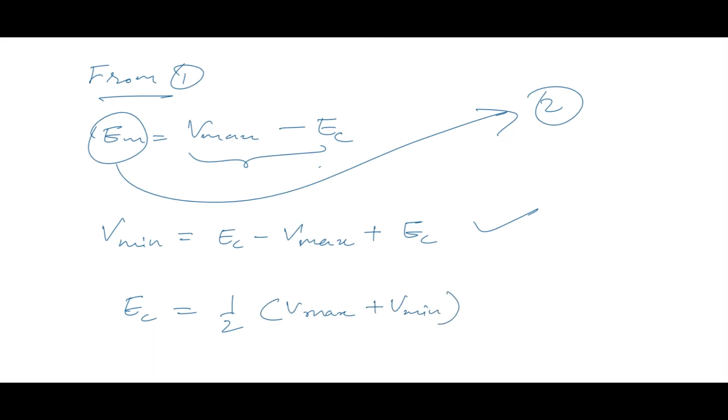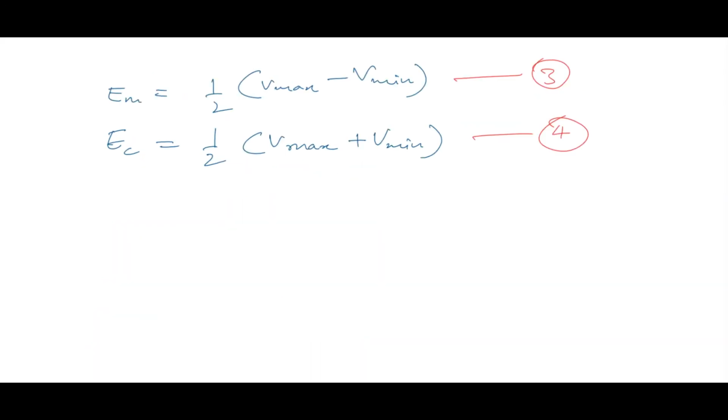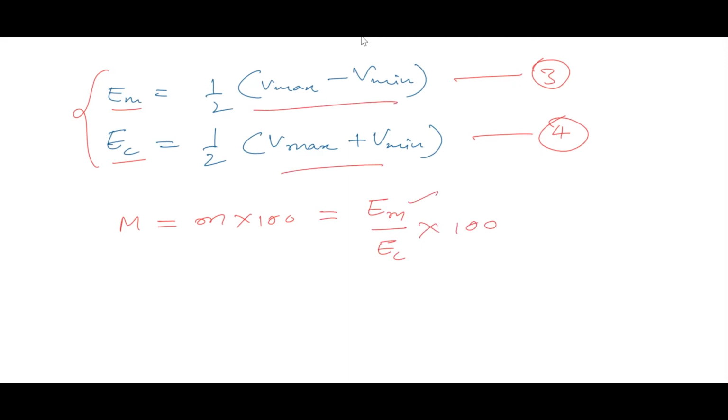Okay, just mark this equation number 4. All right, from this analysis we have got two new equations of EC and EM. We know the percentage modulation, capital M, is nothing but small m multiplied with 100, and we know this modulation index, small m, is EM by EC, multiplied by 100. So you can substitute these two values in this place, EM and EC.